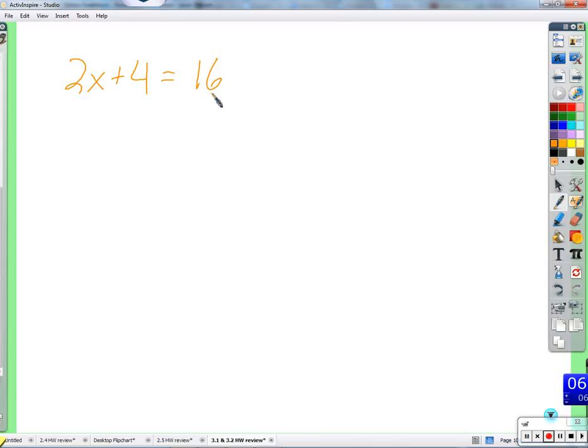So what would you do to solve this equation? It's a two-step equation, right? Minus 4. What would you do after you minus 4? Minus 4 from both sides. From both sides. Okay, and then you divide by 2. Divide by 2, right? Really simple, familiar two steps, right? Add or subtract, multiply or divide.